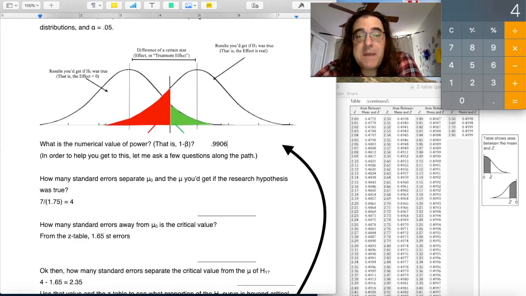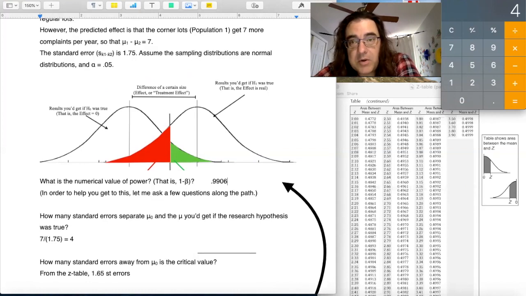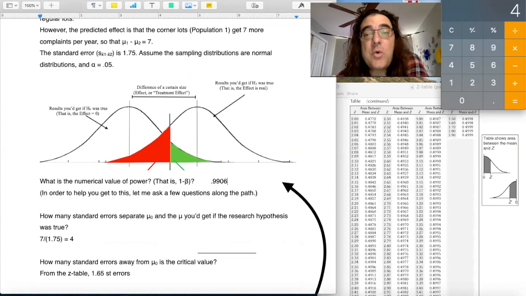That is a nice, big, beefy power value. If this effect is real, if there are in fact 7 complaints on average worth difference between corner lots and the rest of the neighborhood, with a standard error of only 1.75, if we ran a hypothesis test, there's a 99.06% chance that we will reject the null hypothesis and say, yes, corner lots are getting more complaints. Okay, that's what power is.